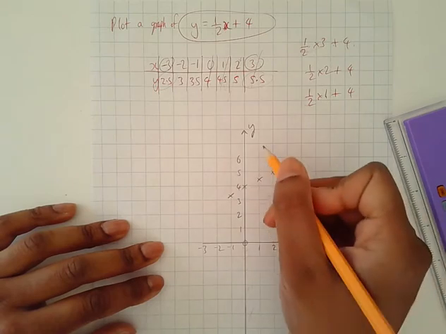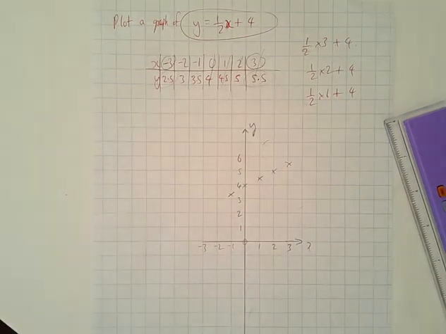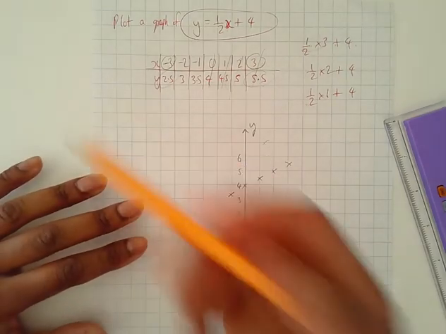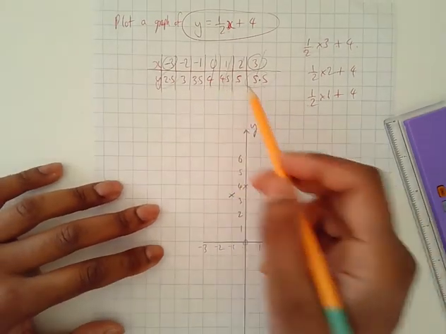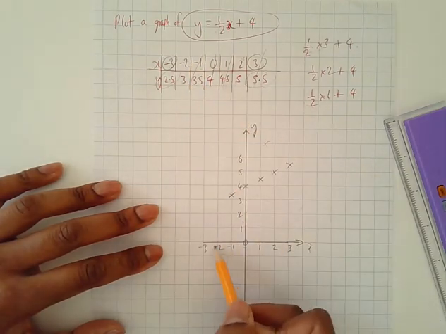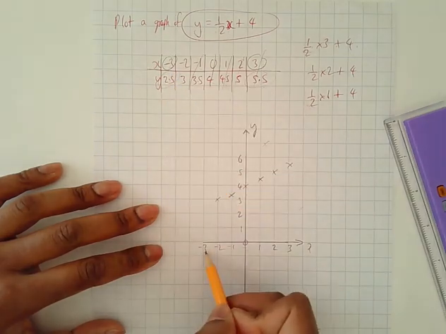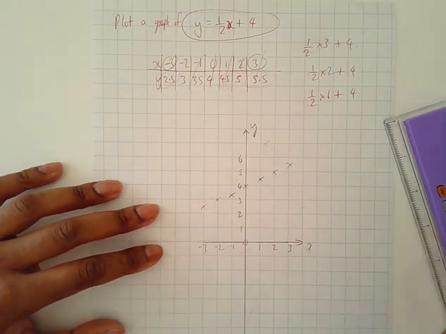So if you accidentally get across somewhere random, it's obviously going to be wrong because I'm trying to draw a straight line. -2 and 3. Finally, -3 and 2.5.